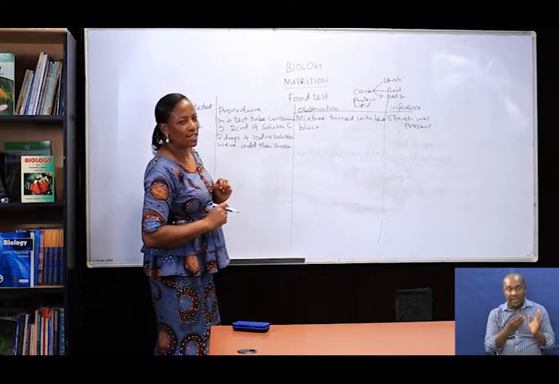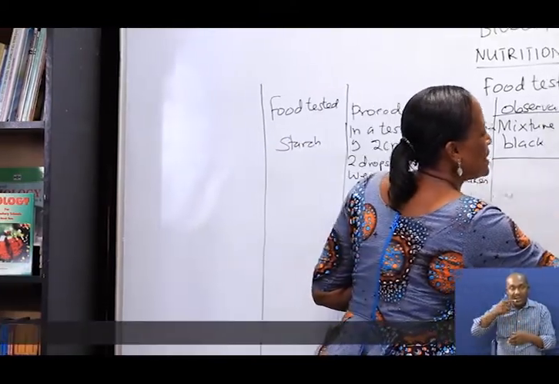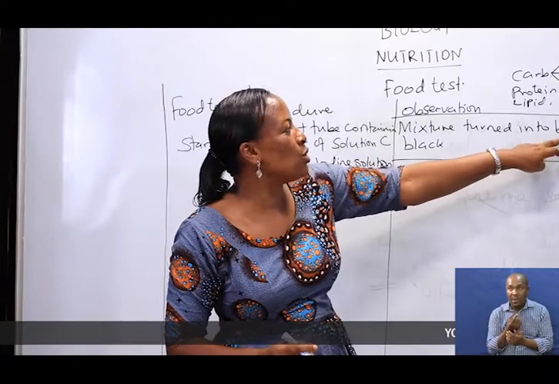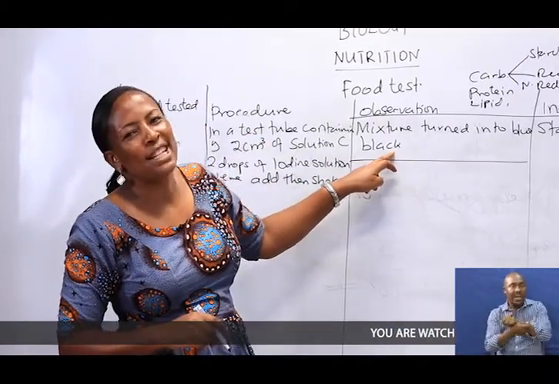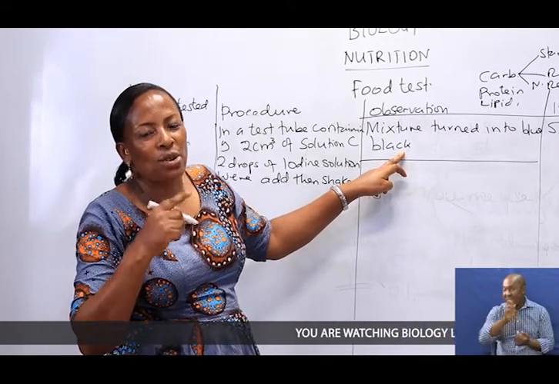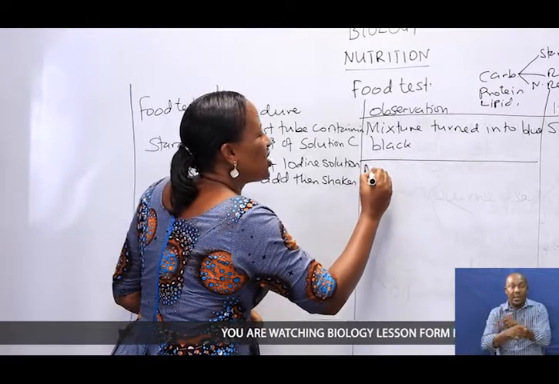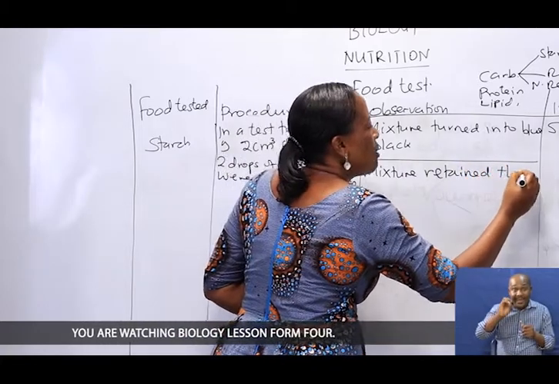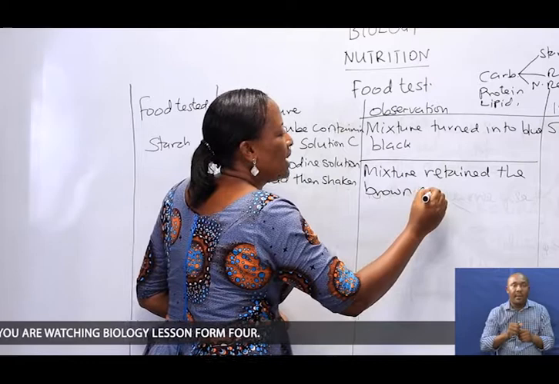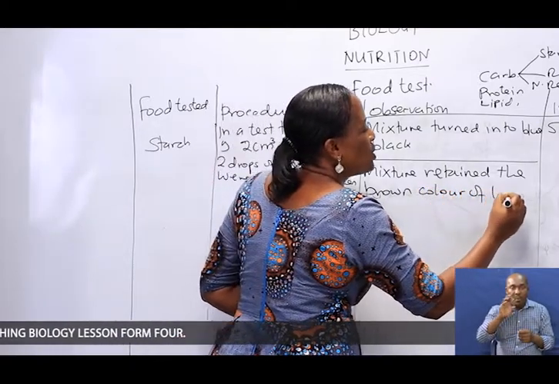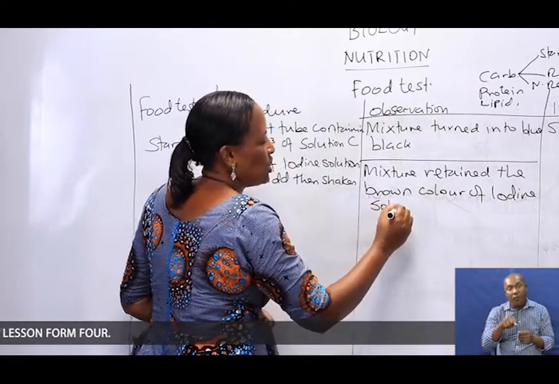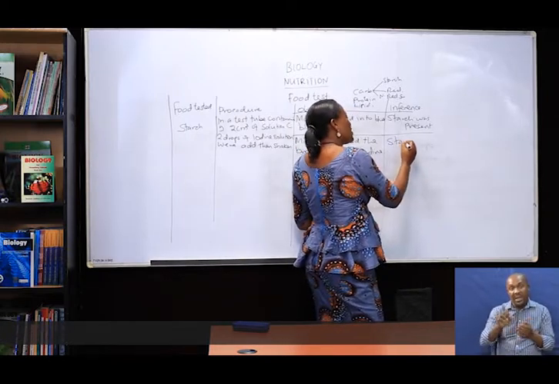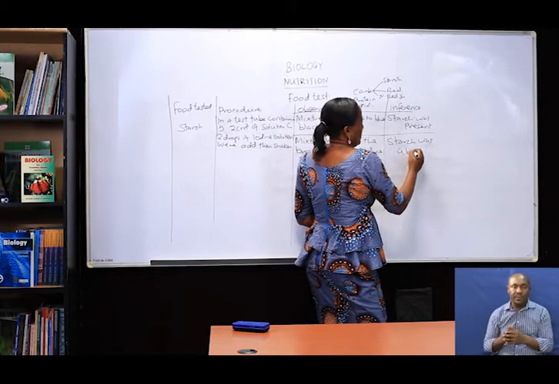What if there is no starch in the food sample? The procedure remains the same, but the observation here, the mixture will not turn blue-black. But never write the mixture did not turn. Write what you have observed. Here, the mixture retained the brown color of iodine solution. This means starch was absent.